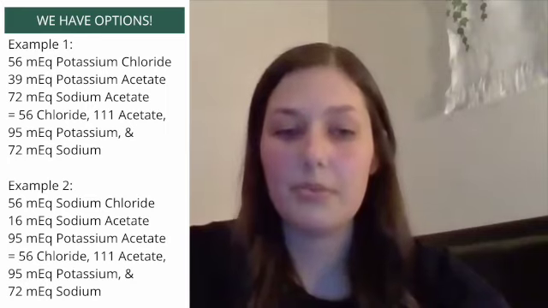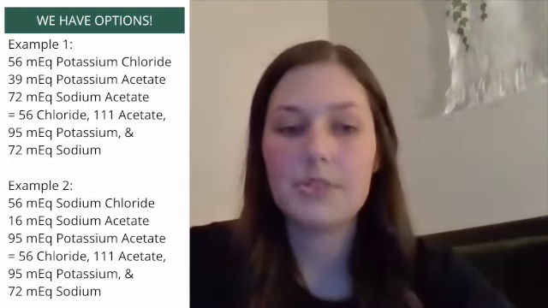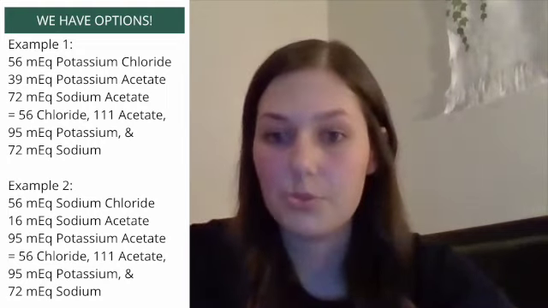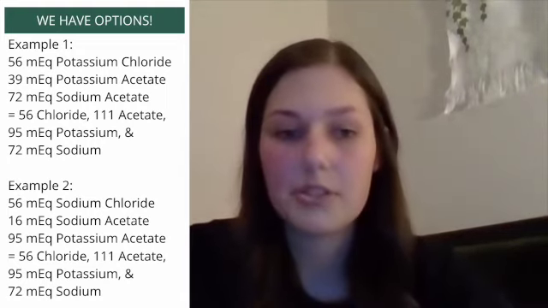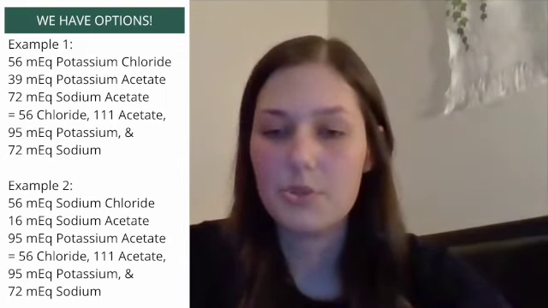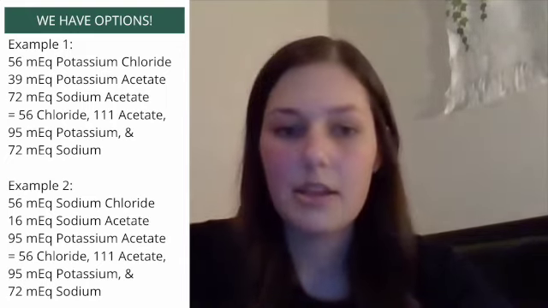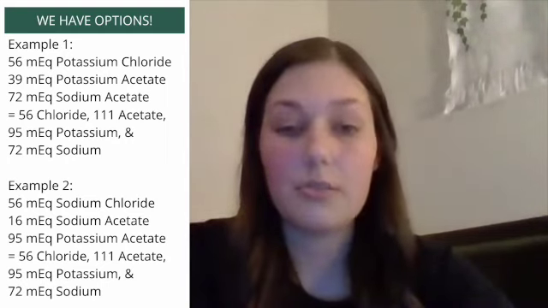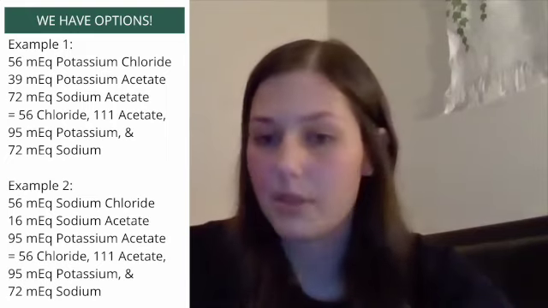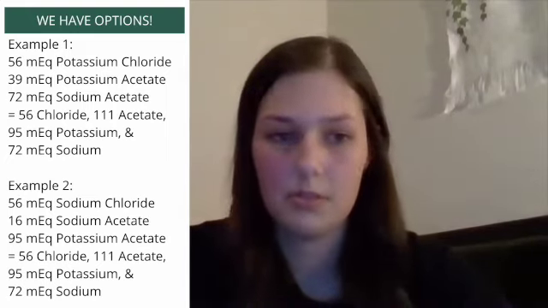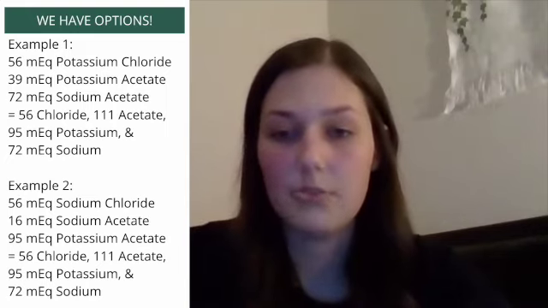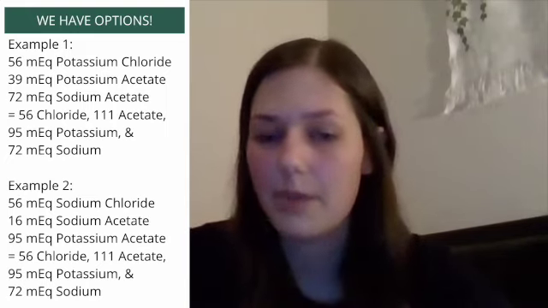So to make up for the rest of the potassium that we need, we take 95, our goal, subtract 56, which we just wrote for as a chloride salt, and that leaves us with 39 milliequivalents of potassium to provide as an acetate salt. To do the rest of that, our 72 milliequivalents of sodium, we want them all to be acetate because we just used up all of our chloride with potassium. So we're going to add 72 milliequivalents of sodium acetate to the bag.